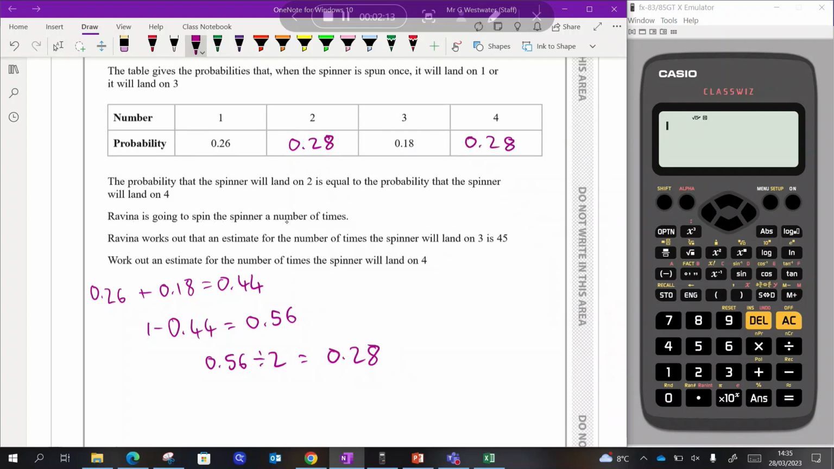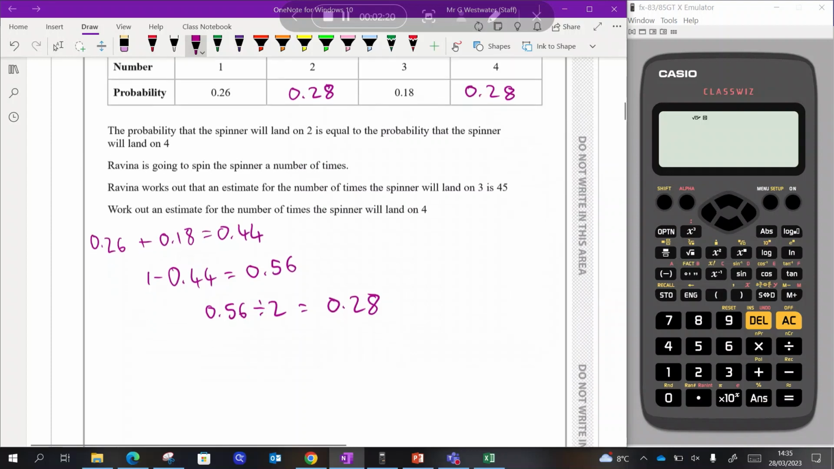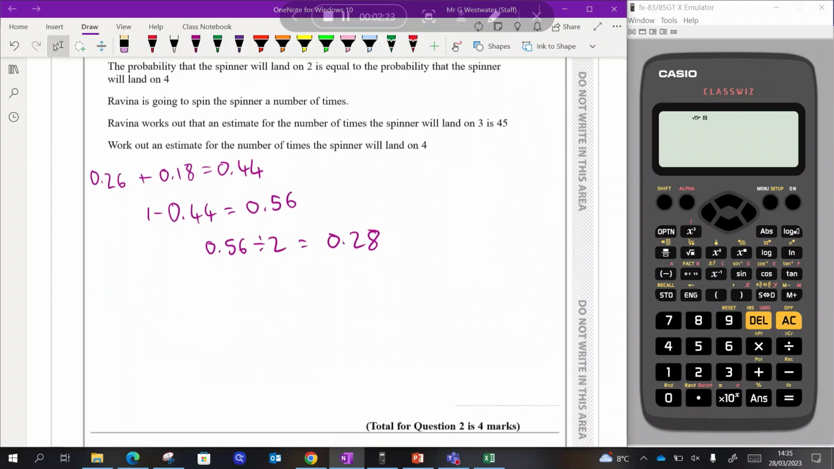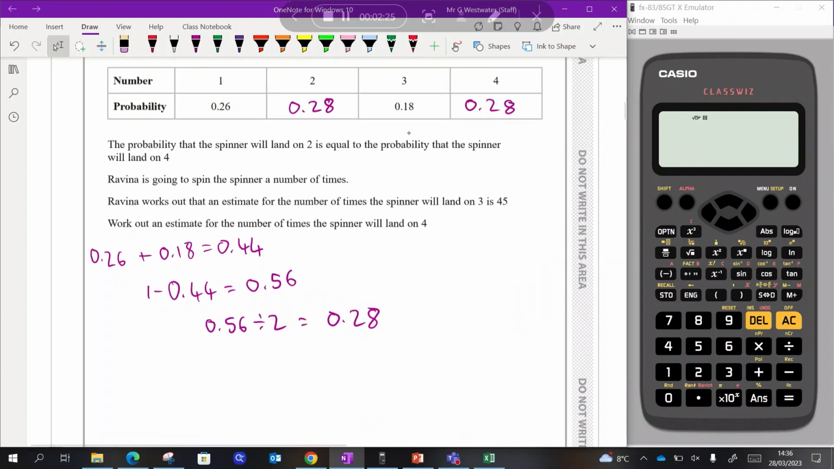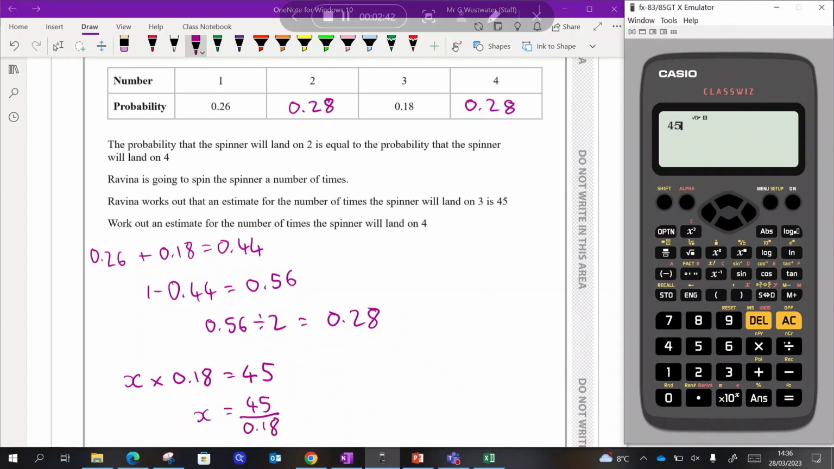Ravina is going to spin the spinner a number of times. She works out that an estimate for the number of times the spinner will land on 3 is 45. So what I'm actually going to do, and there's a few different ways we can do this, is use this probability of 0.18. Let's say she spun it x times. X times 0.18 is going to equal 45. Okay, so to find out how many times she spun it, we can do 45 divided by 0.18. So if I go 45 divided by 0.18, we get 250.